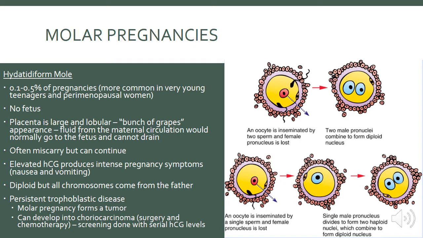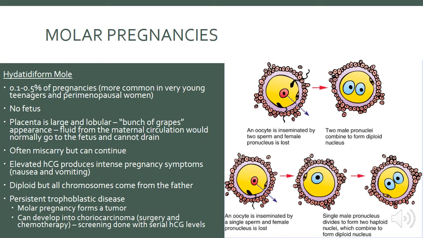Now, this is a good time to talk about the phenomenon of the molar pregnancy. There are two different types of moles, hydatidiform moles and partial hydatidiform moles. They're more common than you would think, particularly in very young women and women who are approaching menopause. The hydatidiform molar pregnancy does not actually produce a baby. There's no fetus. There's no developing body. What you get is a very large placenta with these lobular structures that make it almost look like a bunch of grapes. And you can actually see that appearance on an ultrasound.